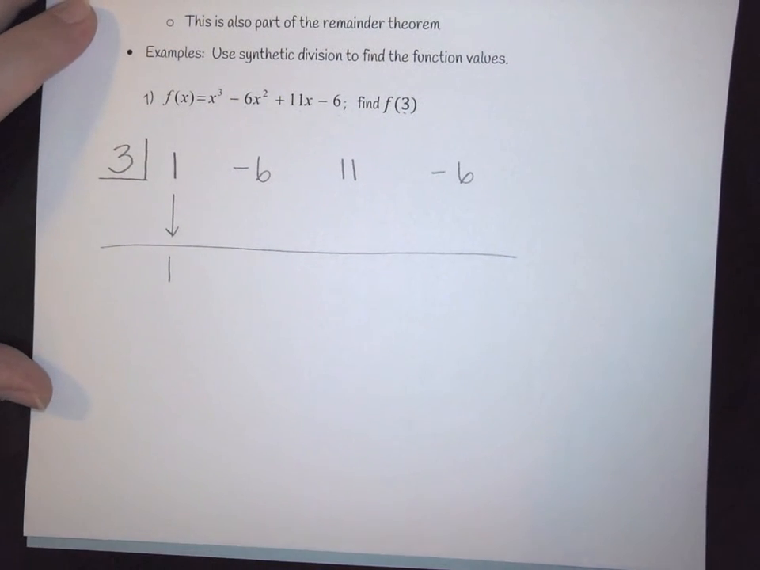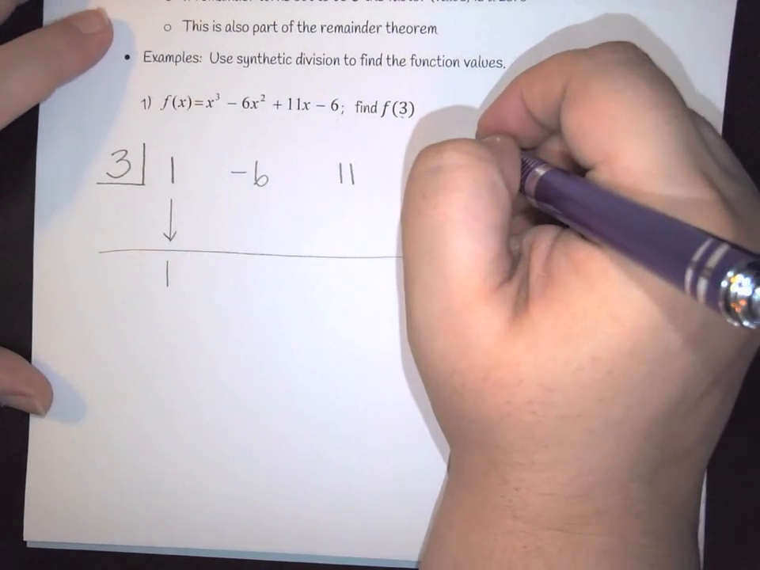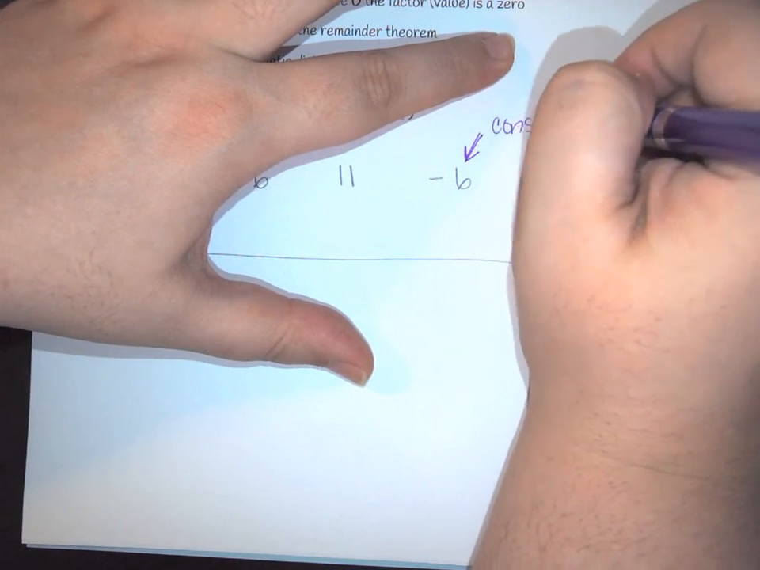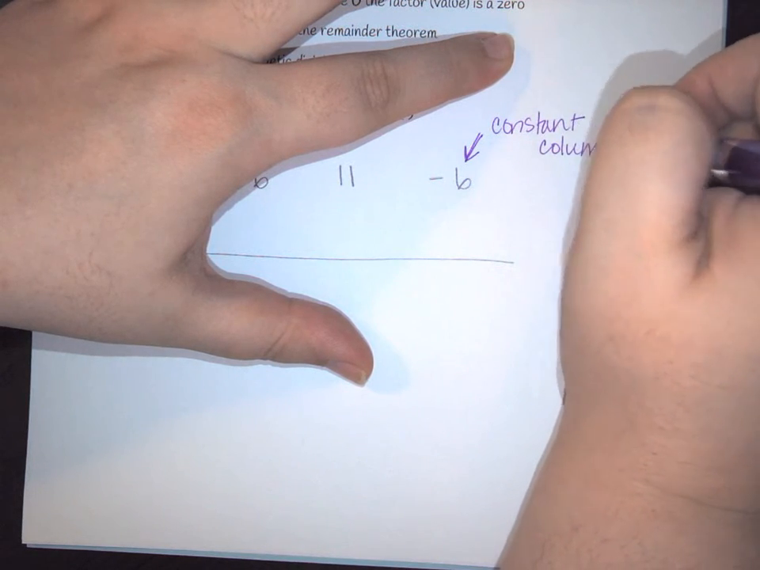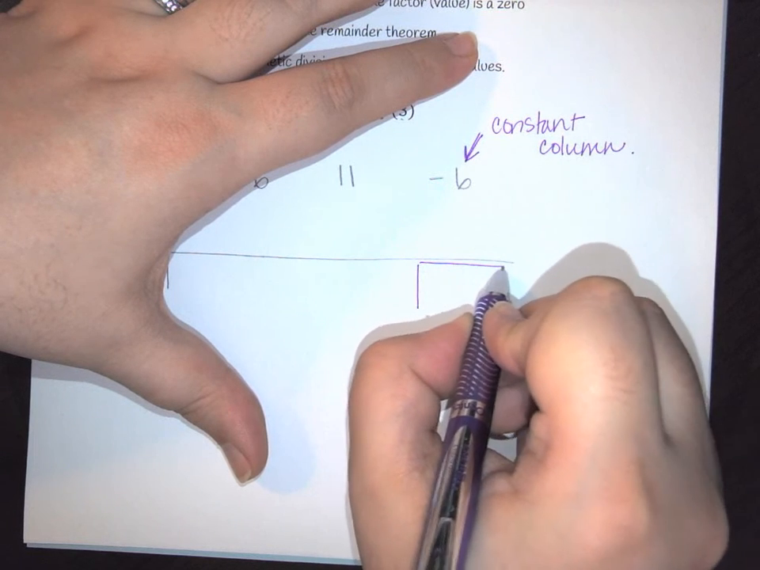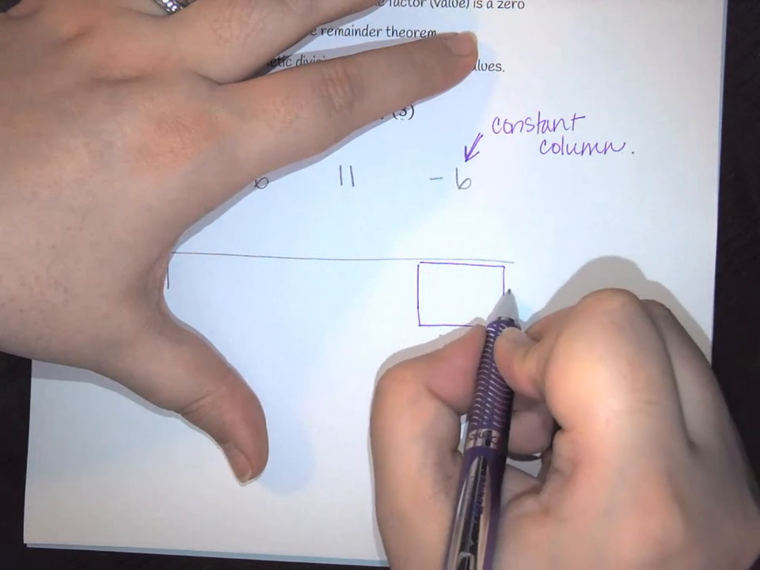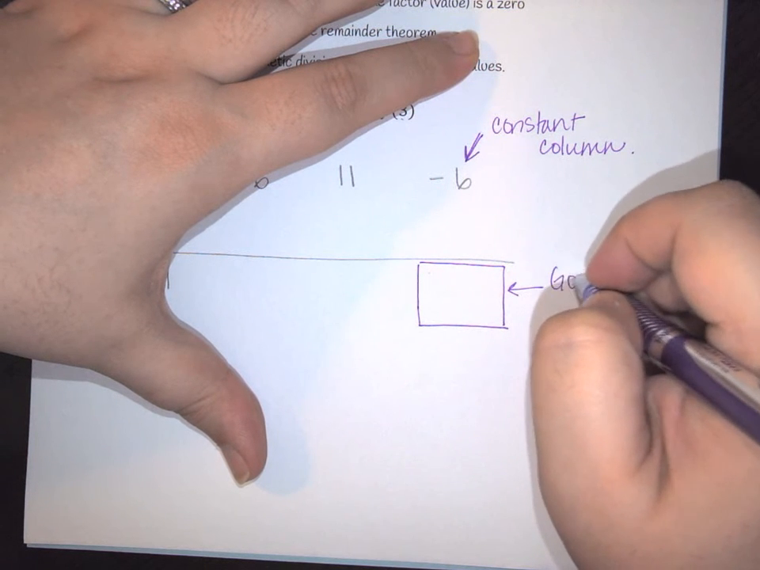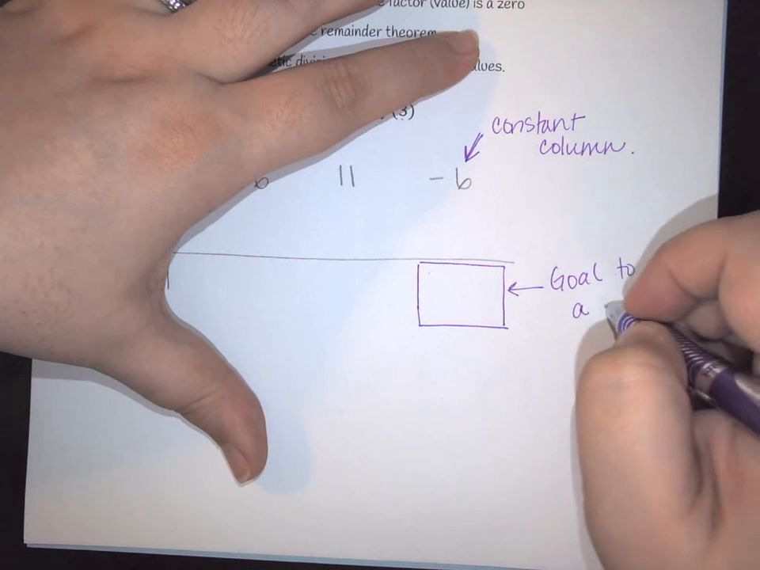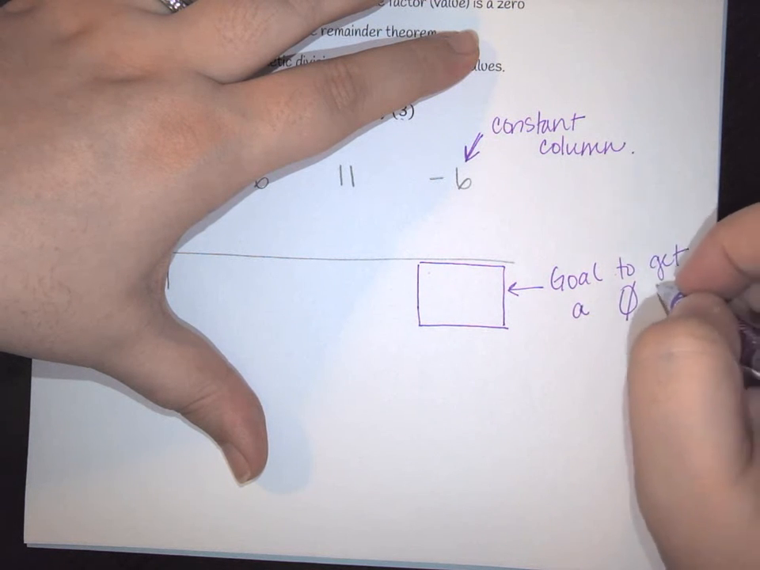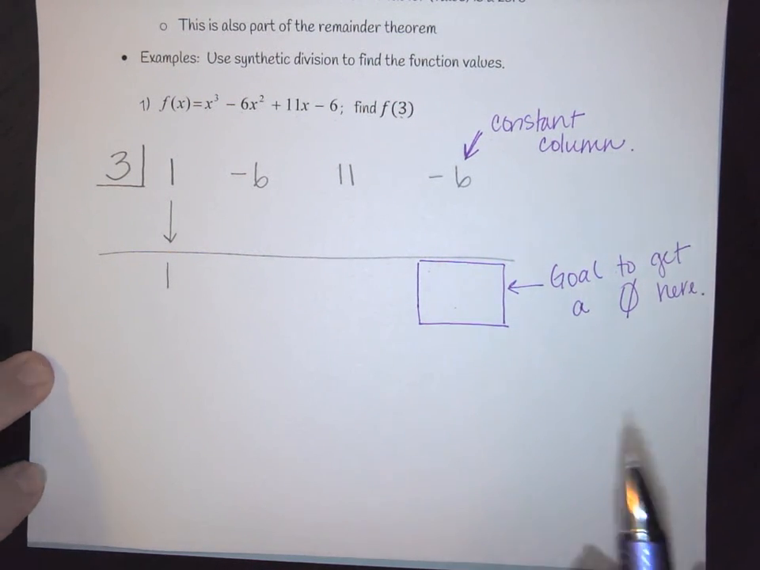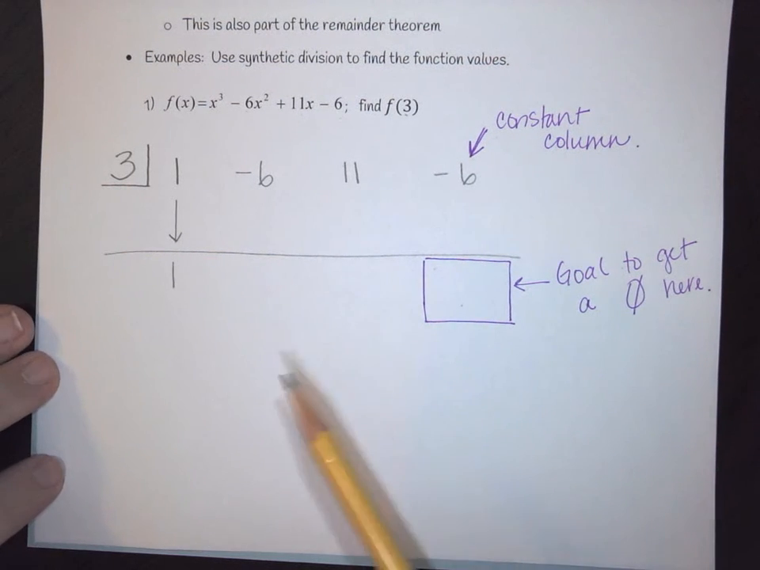Now, when I said constant column, that means this column right here is considered your constant column. So your goal is that in this little box right here, okay, so the goal is to get a 0 here. As long as what goes in this box is 0, then we have found the 0 to our problem. So let's see what happens.